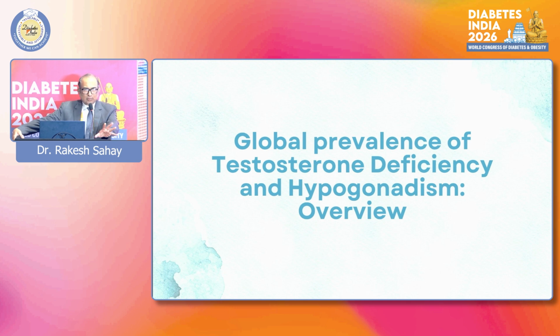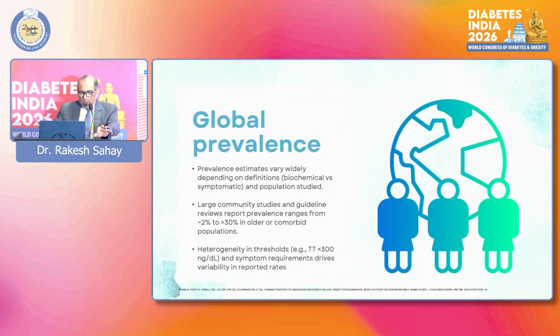As has been highlighted, this is a problem which needs to be recognized, and the prevalence estimates also vary depending on how it is defined, and whether you are looking at symptoms or just at biochemical parameters. One important point brought in the presentation just now was about repeat testing, the fact that you need to find a persistently low level. That is the point that needs to be emphasized.